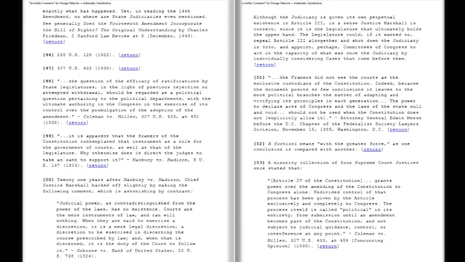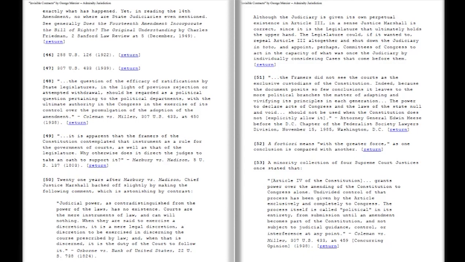Although the judiciary is given its own perpetual existence in Article 3, in a sense Justice Marshall is correct, since it is the legislature that ultimately holds the upper hand. The legislature could, if it wanted to, repeal Article 3 altogether and shut down the judiciary in toto, and appoint, perhaps, committees of Congress to act in the capacity of what was once the judiciary by individually considering cases that come before them. Return.